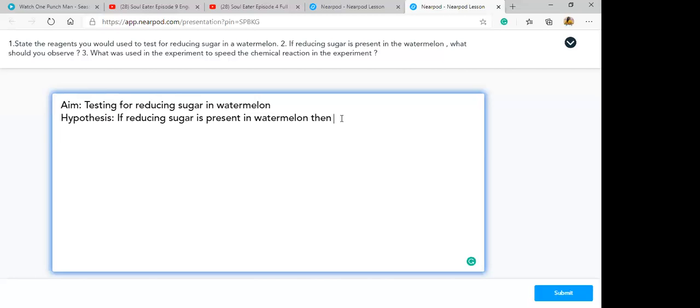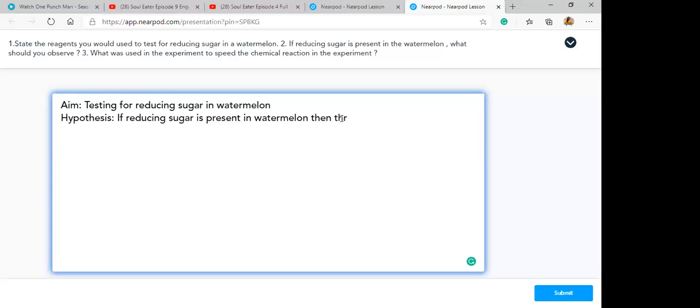Wouldn't you mix the Benedict solution with it? Yeah, you would do that. So you would have a color change to what now? It changed to brick red. Exactly. They can say then there'll be a color change to brick red.